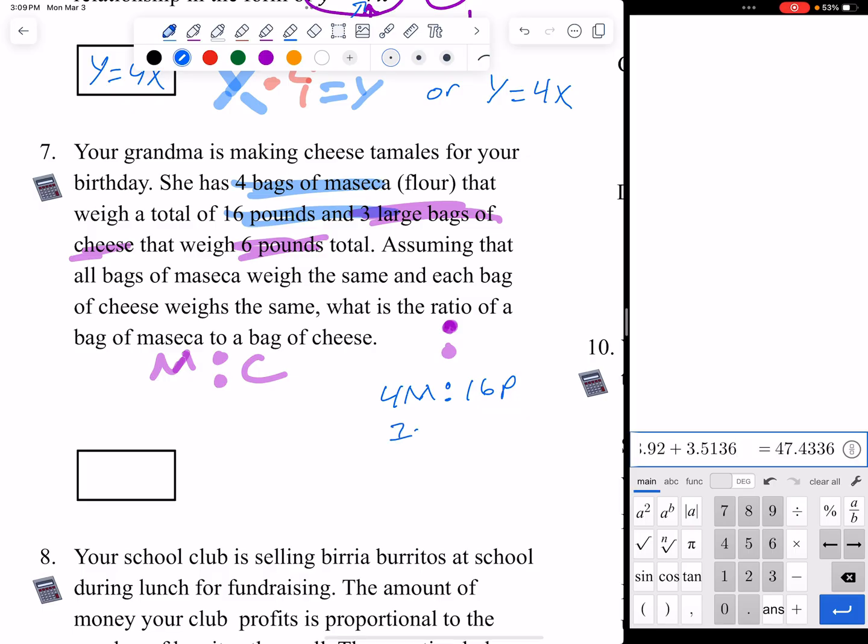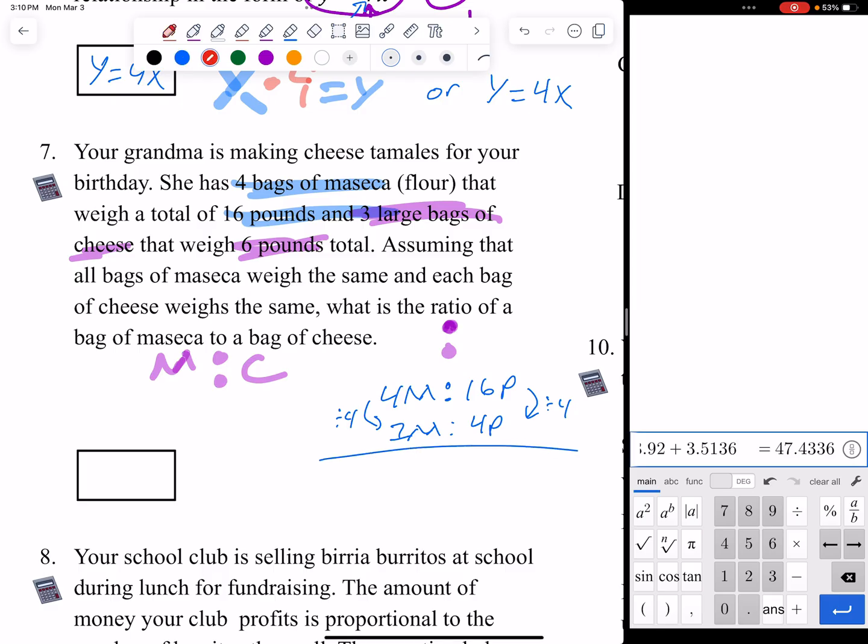So in other words, how much does 1 bag of maseca weigh? How did I get from 4 to 1? I divided by 4. So if I do it to one side, I'll do it to the other. So 1 bag of maseca should weigh 4 pounds. Does that make sense? Hopefully you realize it does. So I just had to divide, basically.